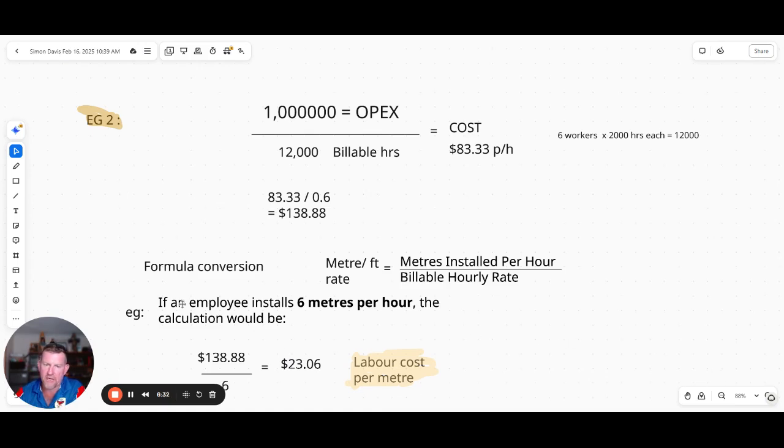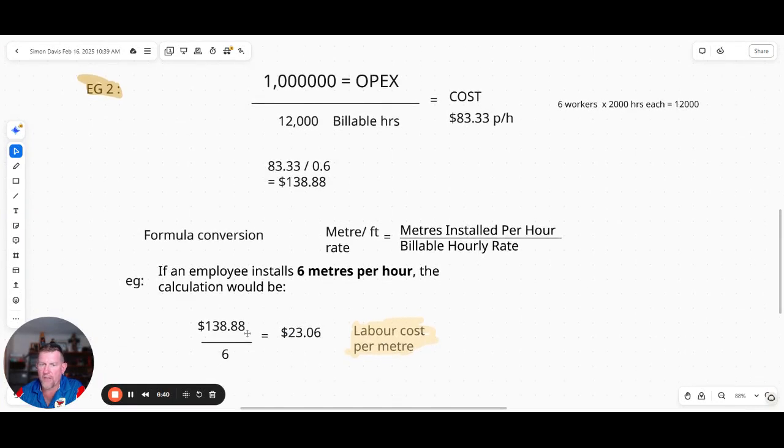So I've done this here. Like if an employee installs 6 meters per hour, their calculation would be as follows: 138.88 divided by 6 equals $23.06 per foot or per meter, whatever you're doing in your place of business. So what I've done then is I take that figure, and it changes. Let me be clear on this. It changes drastically in your terrain. It changes with your weather.